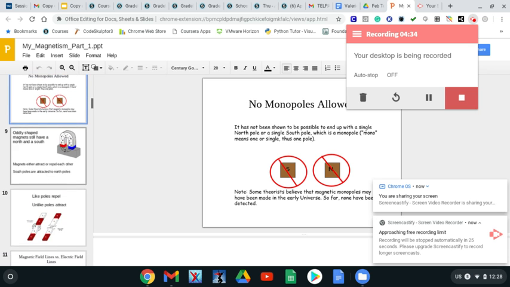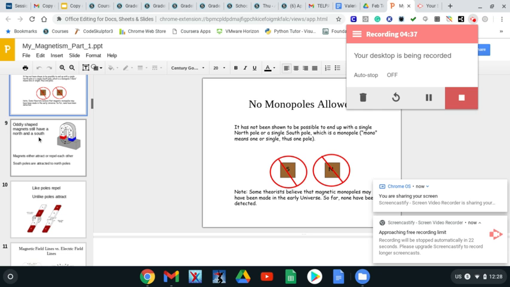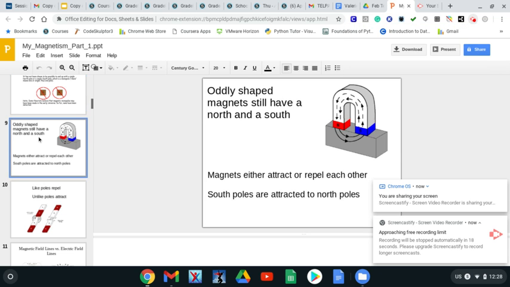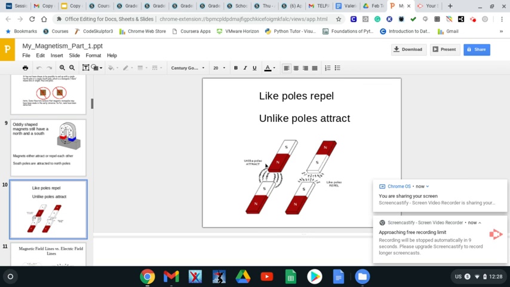Okay, even if it's an oddly shaped magnet, it still has a north pole and a south pole, as we see over here in a horseshoe magnet, and we see how the field lines are coming out of the north and into the south. And again, we know that poles that are the same repel, and poles that are different attract each other.